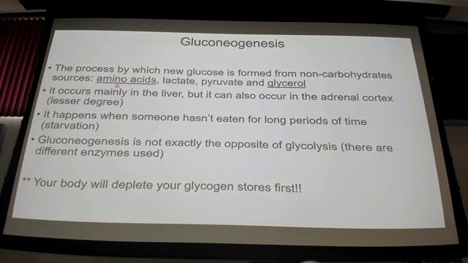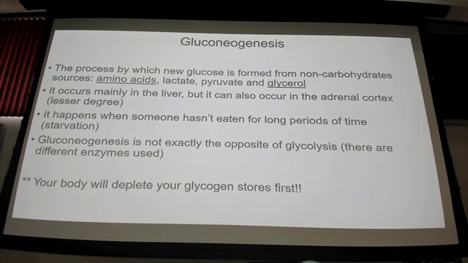I underlined amino acids and glycerol. Why do you think I did that? What's the importance of these two? Proteins and fats. This is how the macronutrients converge to create glucose to be used to make energy. Does that make sense? Okay.